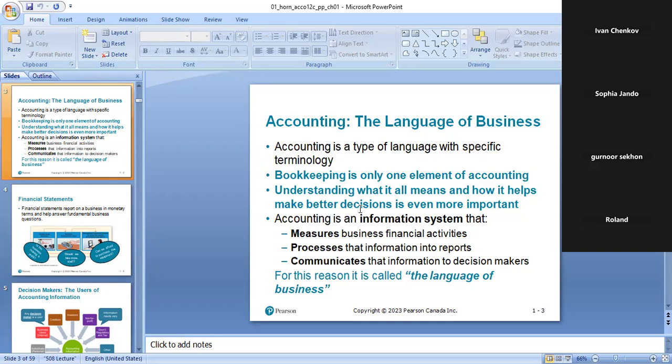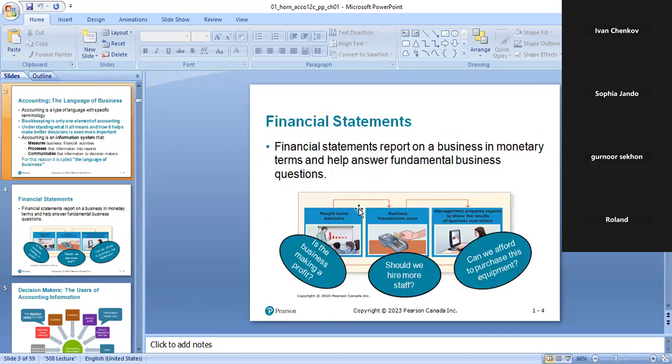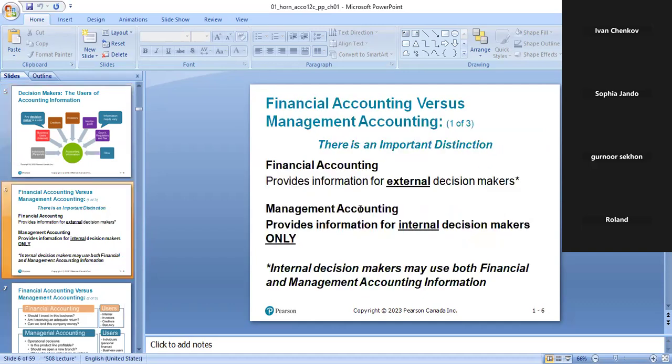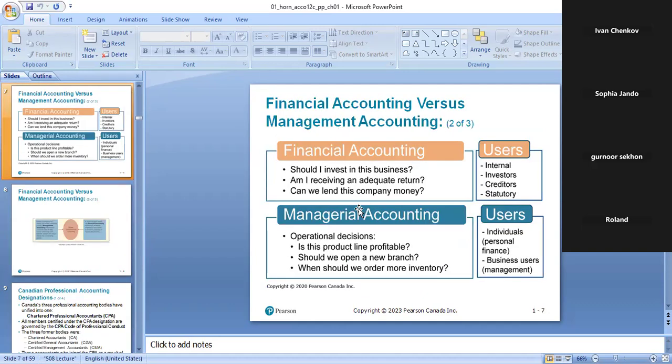The system is going to process the information and prepare the report, and we, as accountants, or you as managers, are going to communicate the information to the people who make decisions. What kind of decision makers do we have? We have two types of decision makers: internal users and external users. Based on that, we divided accounting into two parts: financial accounting and managerial accounting.